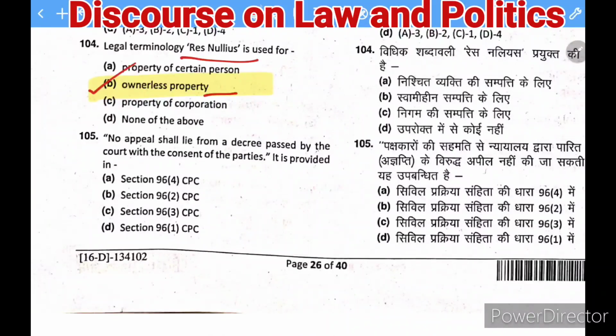The next question is: no appeal shall lie from a decree passed by the court with the consent of the parties. It is provided by which section of the CPC? The options given here: Section 96 clause 4, it is not correct. Section 96 clause 2, it is not correct. And Section 96 clause 3, yes, it is correct. So the right answer of this question is this one.